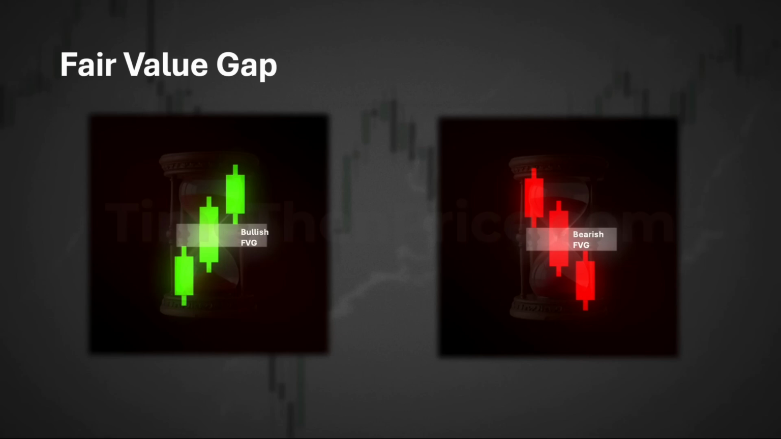Now, before we move on to the next slide, I want you to understand that the schematics in front of you are perfect examples of what these fair value gaps look like. Therefore, I highly suggest you make screenshots of these schematics and put them in your study journal, because this is how you recognize patterns within price action. You pay attention to what the pattern looks like, and then you begin looking for it actively within your charts.